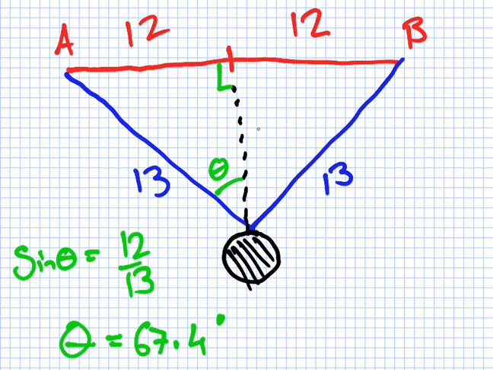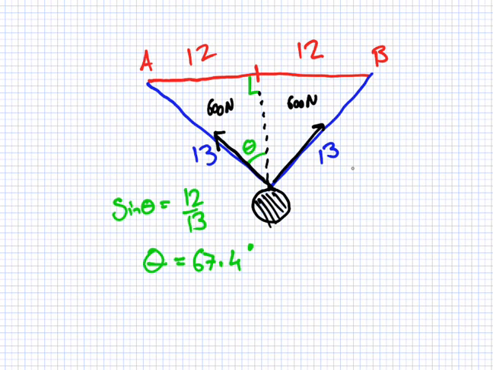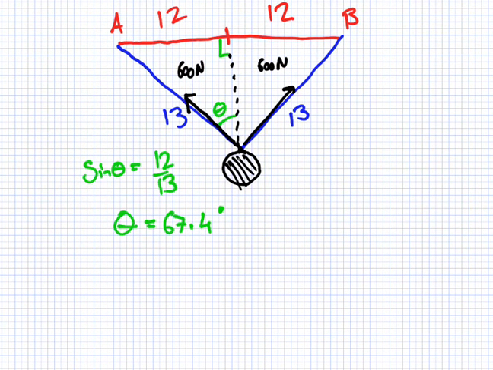Okay, now he goes on to say that the tension here is 600 newtons, and the tension here is the same, 600 newtons. And you also know this is mg here, and you also know that this here is also theta. Now, this T, I can break it up.